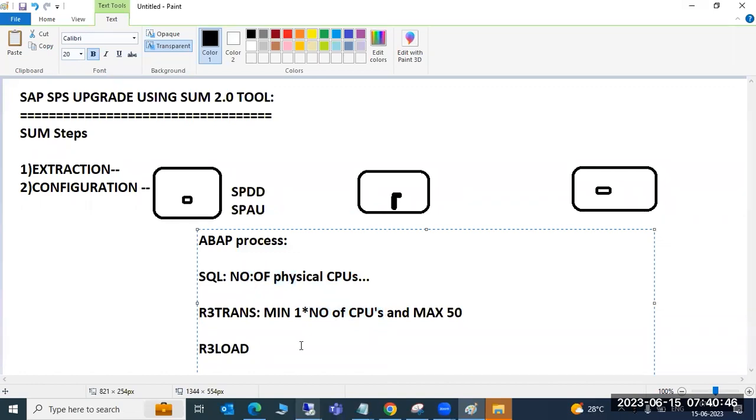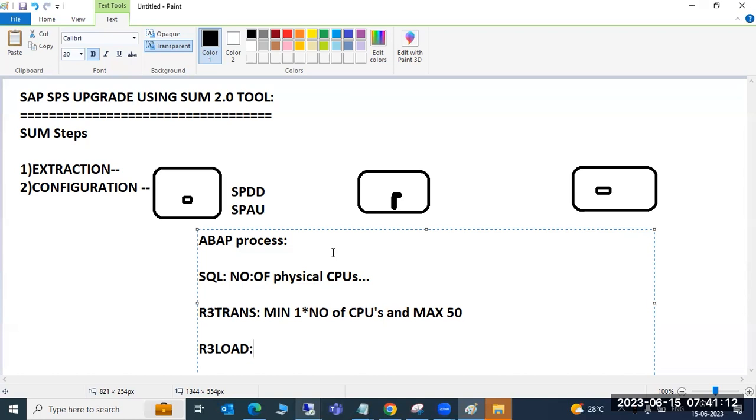So what about the R3 load here? These formulas are very important, guys. At interview time they are going to ask deeply, so these are questions they may ask you, right? The R3 load process is very important here. It performs the load export and import process.